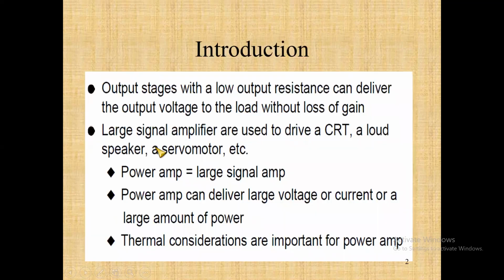So we see that the large signal amplifiers are used to drive cathode ray tubes, loudspeakers, and servo motors. The power amplifiers are also known as large signal amplifiers, and the power amplifier can deliver large voltages or currents or a large amount of power. And whenever we talk about large power, there's always a possibility that a lot of heat is dissipated, and hence thermal considerations come into picture.